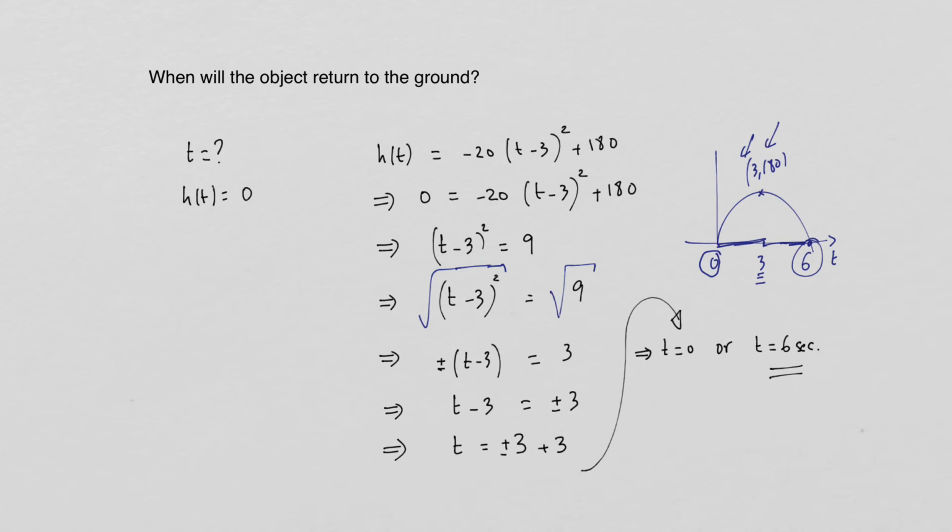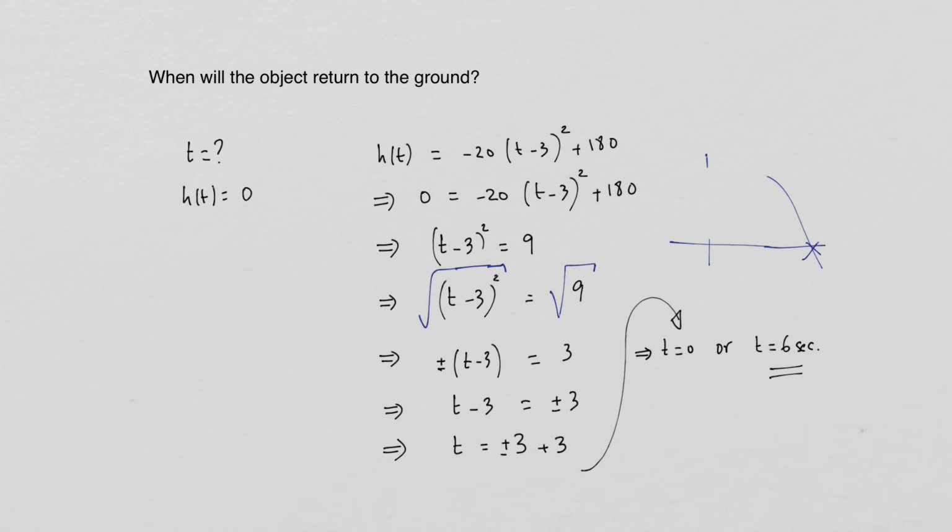Well, be careful. If the question is like this, the object was launched from 5 feet high, and I say, where would it return to the ground? You wouldn't know the answer until you do all this math, right? You wouldn't even know this number here. This negative t, you wouldn't know that. You wouldn't know that t until you solve for t.